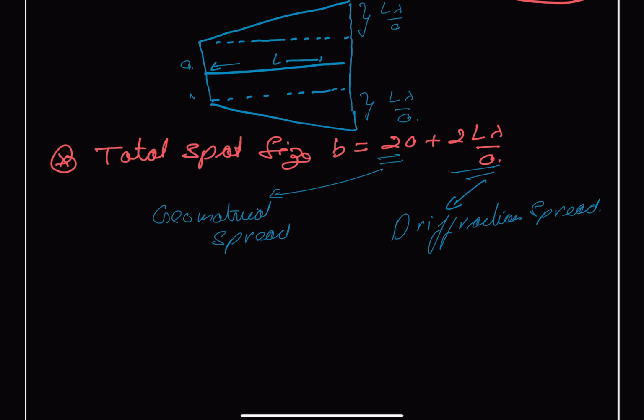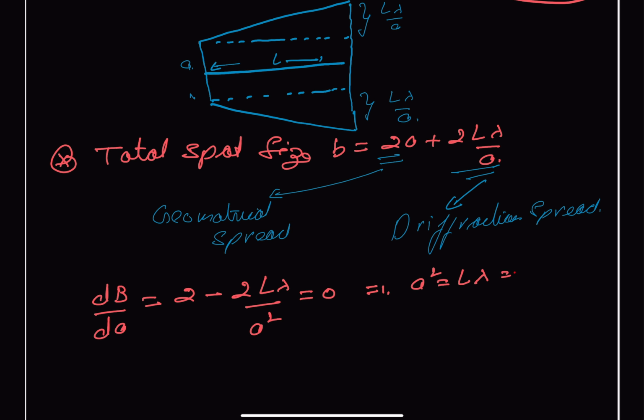And we need to find out the minimum of B, so we can easily differentiate it, and we can write that dB by dA will be equal to 2 minus 2 lambda upon A square, and is equal to 0. So this tells us that our A square will be equal to lambda multiplied by L, or we can say A is equal to square root of L times lambda.